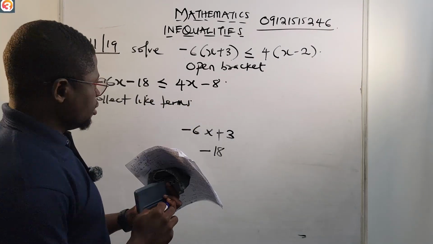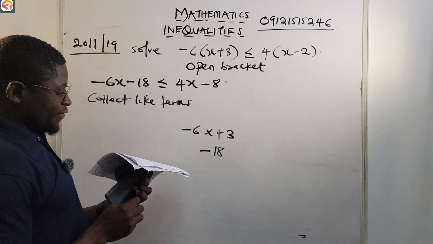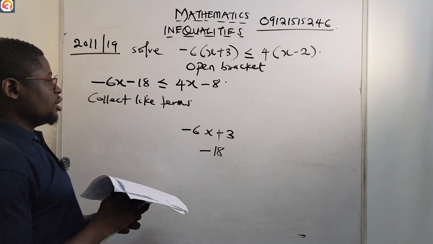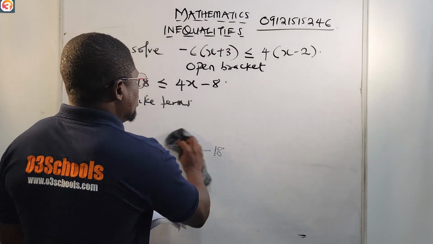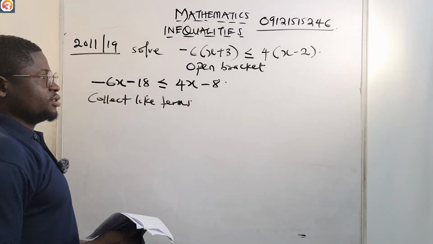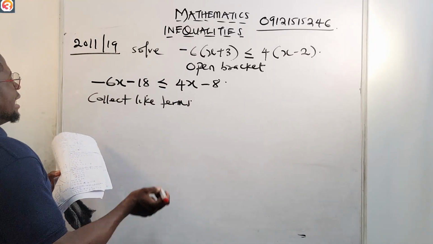Let's collect like terms. All the terms with x will go to one side, and all the ones that are not of x will go to the other side. So let us go. Now let's decide on which way you are going.